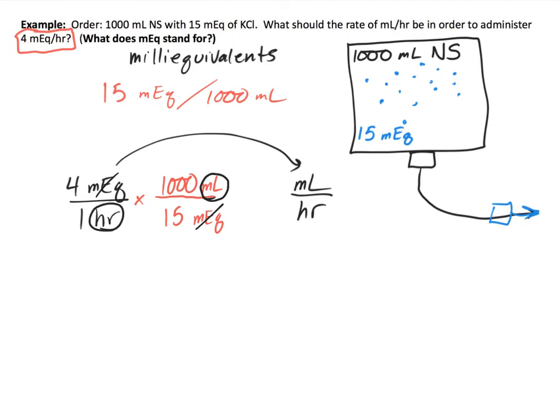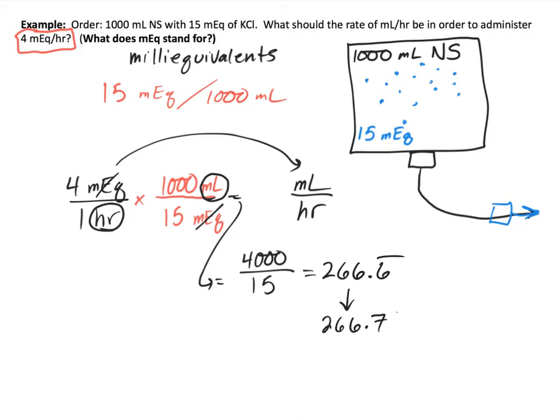So I'm going to multiply the numerators, and I'll get 4,000. This is equal to 4,000 over 1 times 15, which is 15. So when we put that in our calculator, we get 266.6 repeating, which I'm going to round to 266.7. We round that to the tenths place because we're dealing with a pump. So 266.7 milliliters per hour. This is what we have to set the pump for in order for the patient to be receiving 4 milliequivalents per hour.